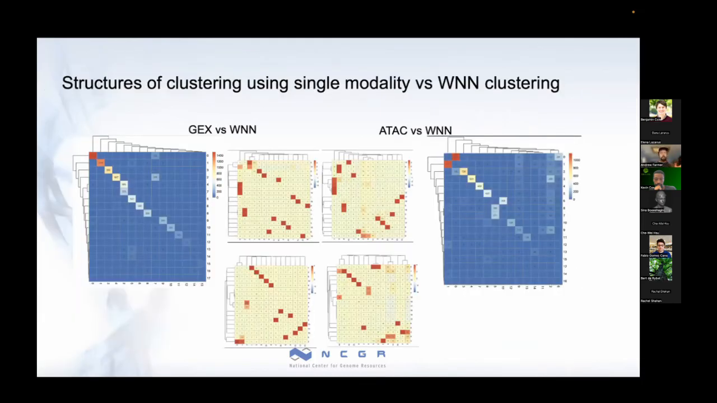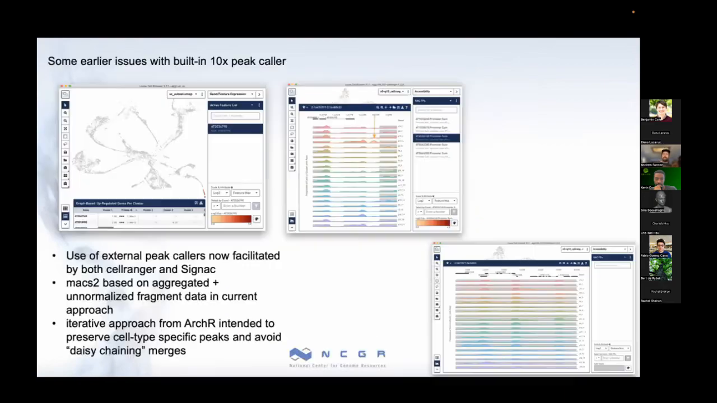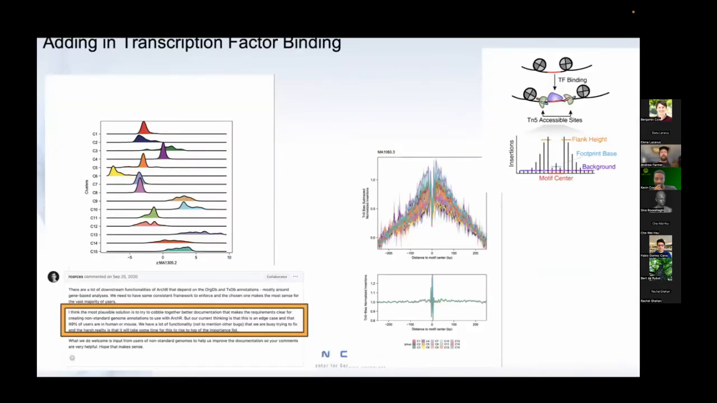And then you can also start looking at the different modalities against the weighted nearest neighbor space and see how well they do. And finally, there are a lot of other things you can do with the ATAC-seq data that maybe I should have spent more time talking about, but things to explore in particular, things like looking for transcription factor binding through footprints in the ATAC-seq data. One thing that I've found is that some of these nice toolkits, it's actually pretty hard to get some of the plant genomes to work well with them.